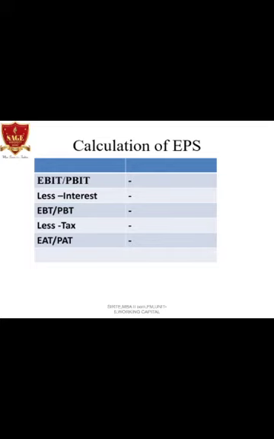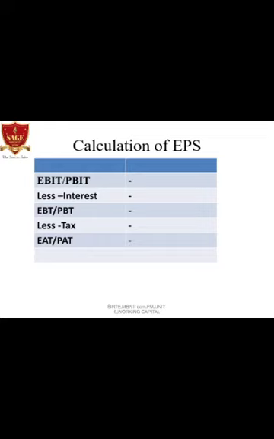Now let's start with the calculation of EPS. Before understanding the concept of EPS and DPS, you should know how you can calculate the EPS. EBIT and PBIT is the profit which the company will have after deducting all the expenses from the income. Interest is charged on the fixed assets. So after deducting interest from the EBIT, the company will have EBT. EBT is the earning before tax, or profit before tax.